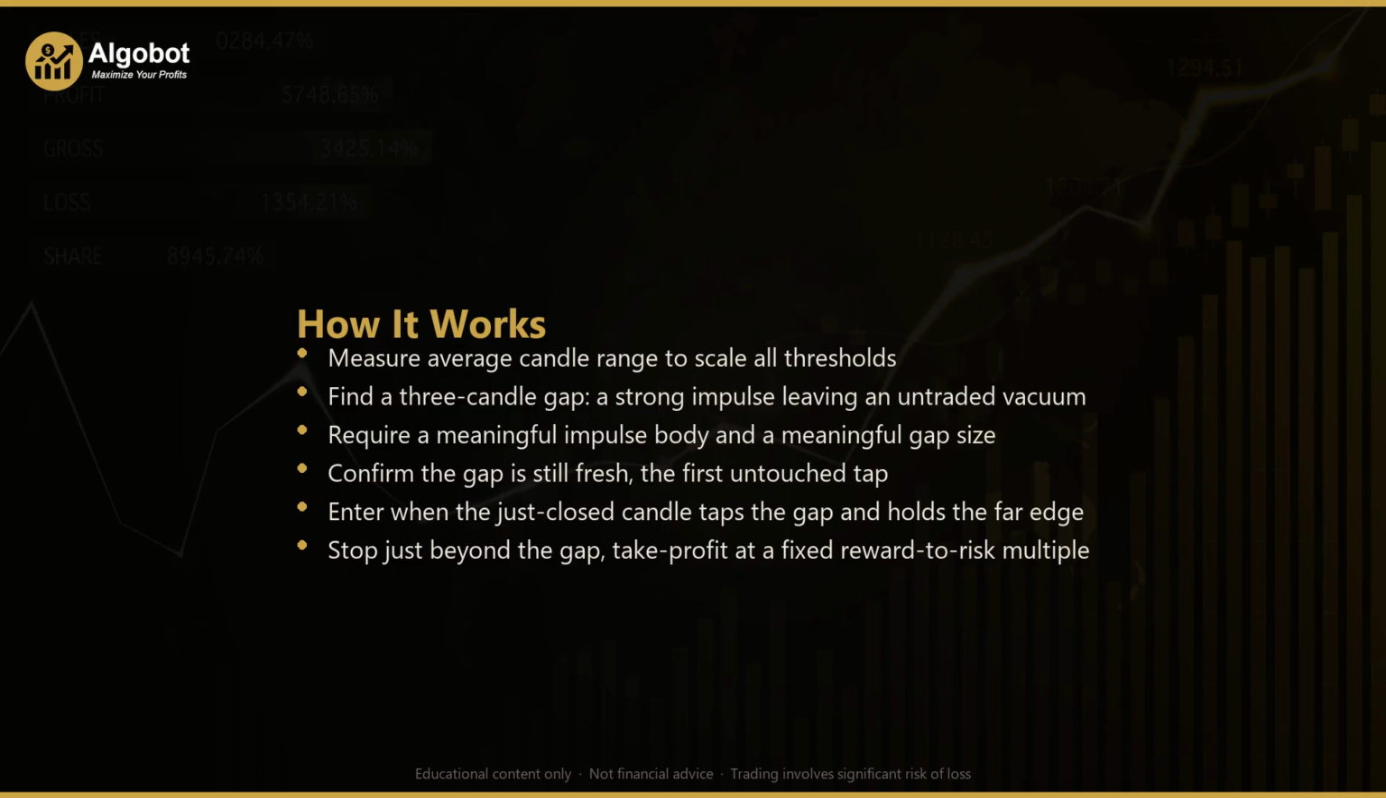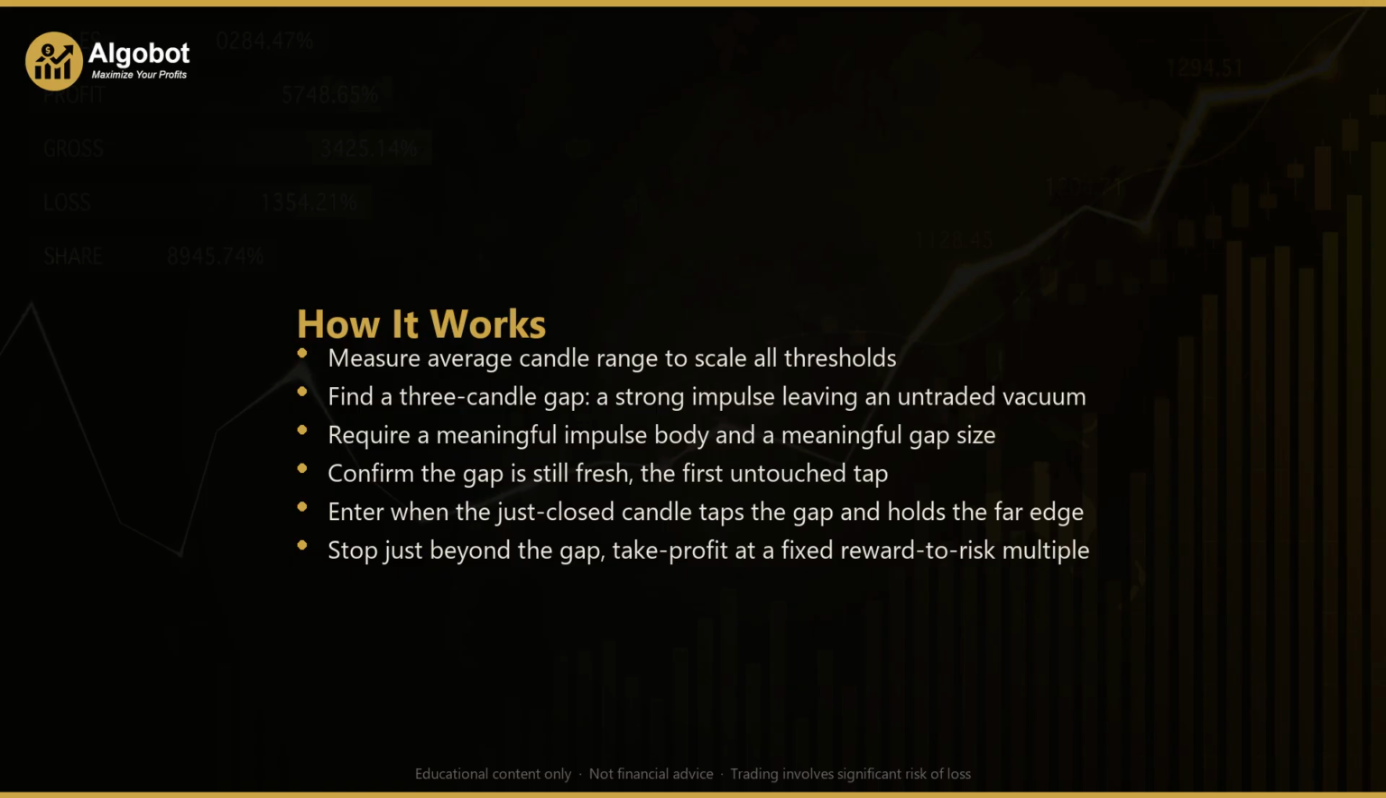The strategy then checks that the gap is still fresh. This means no earlier candle has already dipped into the gap, because we only want the very first tap, and no candle has closed below the gap space, which would have filled or invalidated it. If the gap survives all of these checks, the EA looks at the just closed candle. It must dip down into the gap and then close back above the base. In other words, price tested the vacuum, and buyers defended it. When that happens, the strategy signals a long entry at the market.